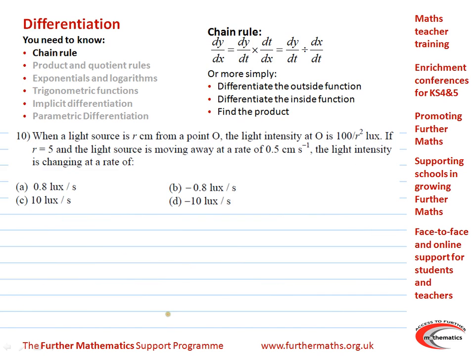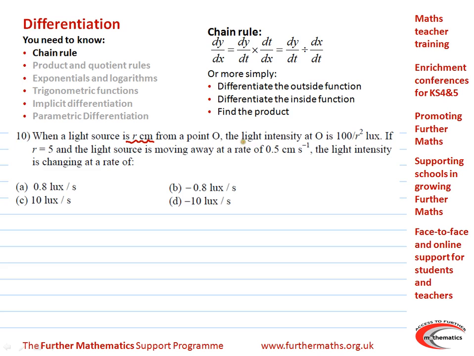Okay, so here's a proper application of the chain rule. This type of question, sometimes it's a little tricky to see what the actual values and variables that you're given are in here. So let's read this carefully. When a light source is r centimetres from a point O, so we're told that we have r as a variable. The light intensity at O is 100 over r squared lux.